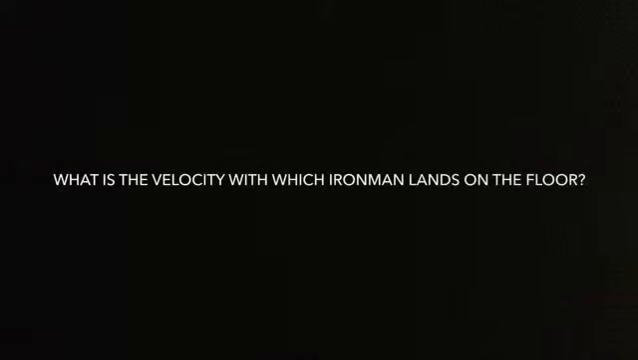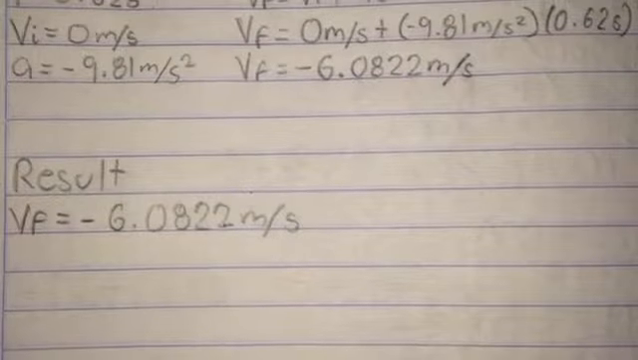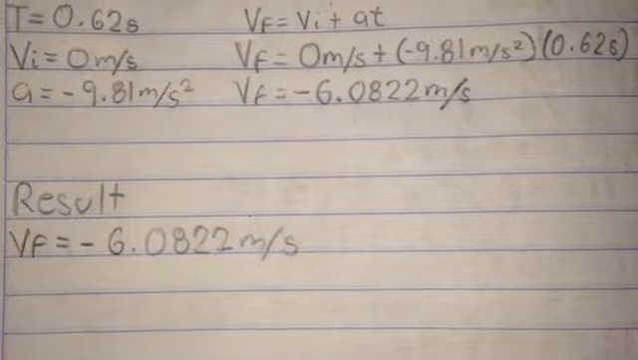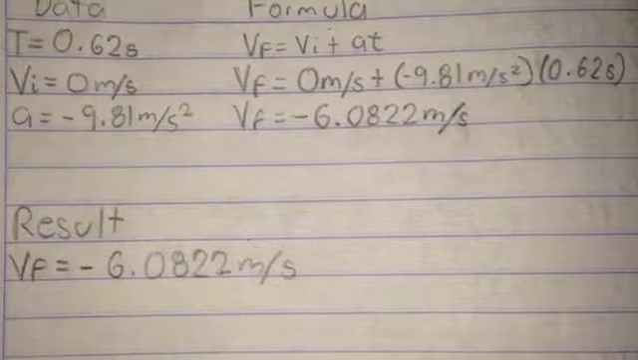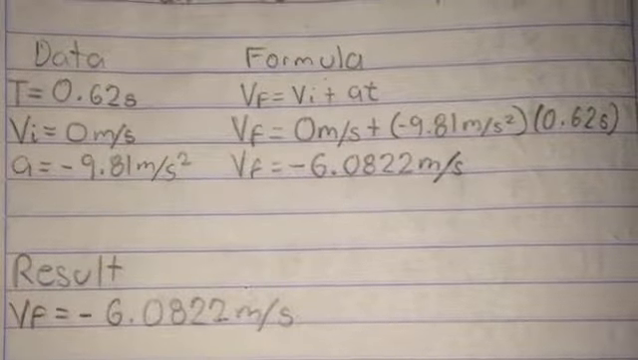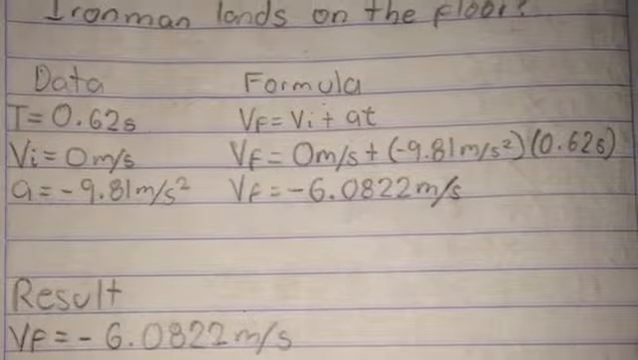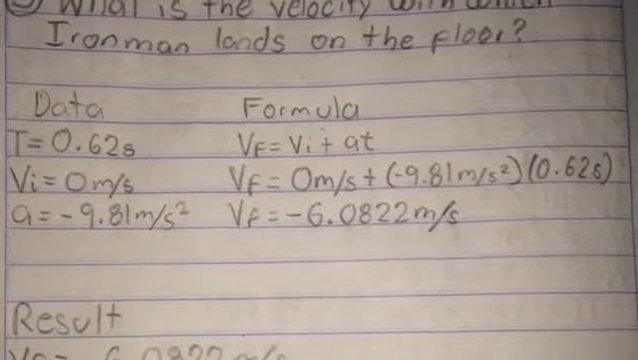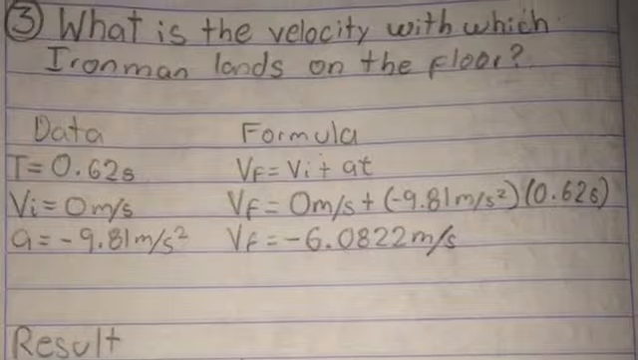Question number 3. What is the velocity with which Iron Man lands on the floor? For solving this problem, we just had to measure the time since Iron Man turned off his motors until he touched the first floor, which is a time of 0.62 seconds. We then applied the freefall formula to obtain the exact speed Iron Man had when he touched the ground.